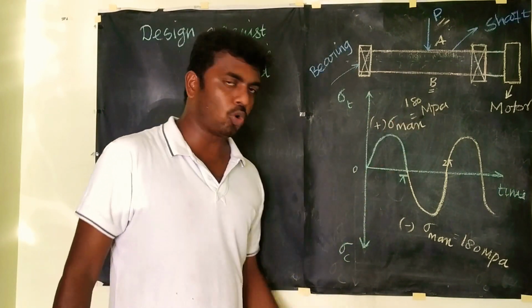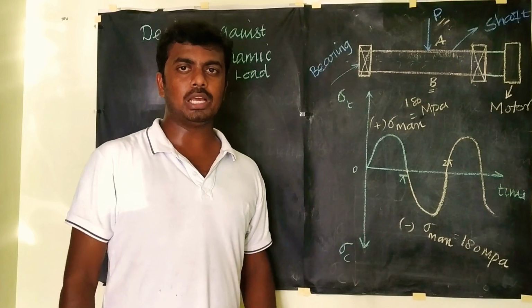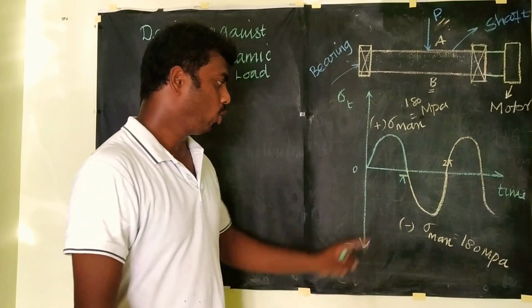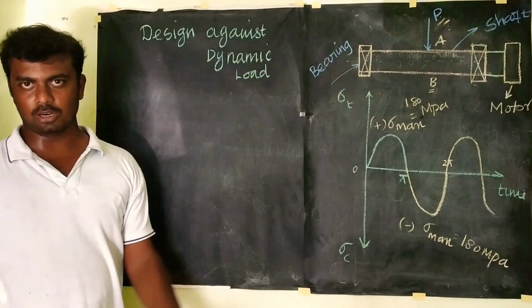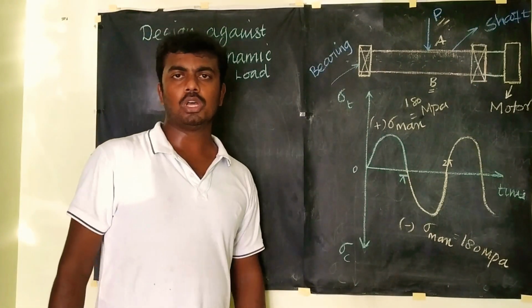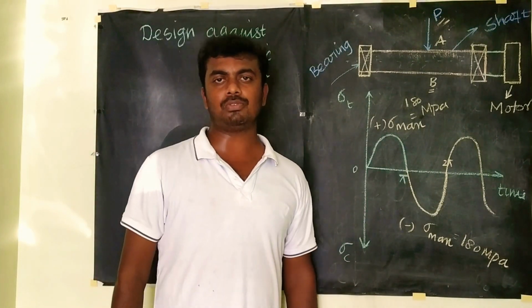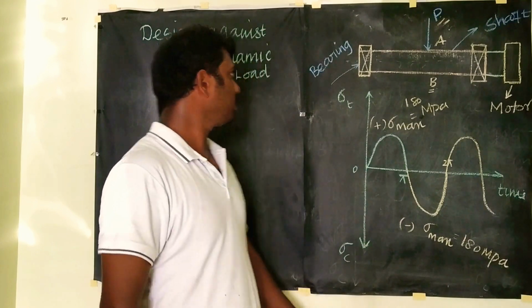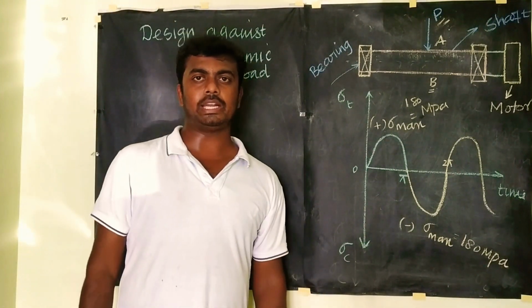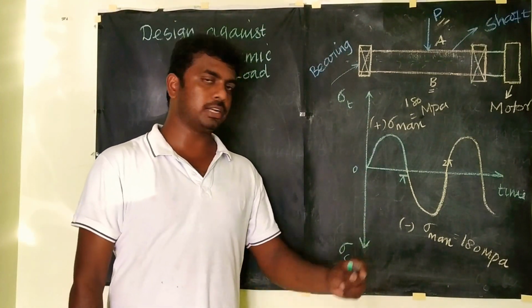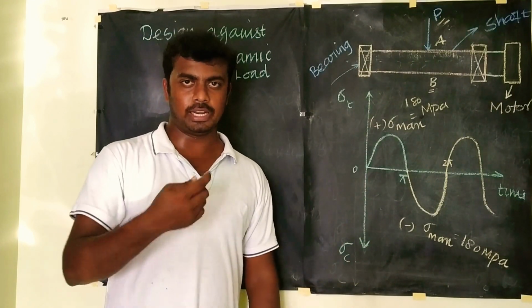So this kind of load is known as completely reversed load. This is one type of dynamic loading. In the next video we will see different types of dynamic loading. In dynamic loading we have 5 types. Let me discuss them one by one in the next video.